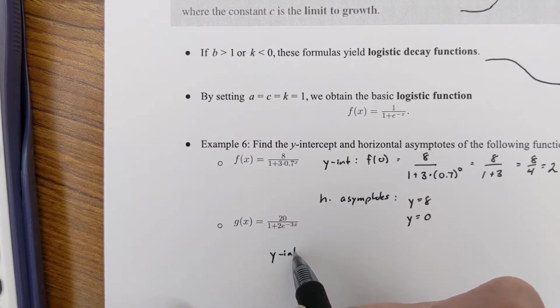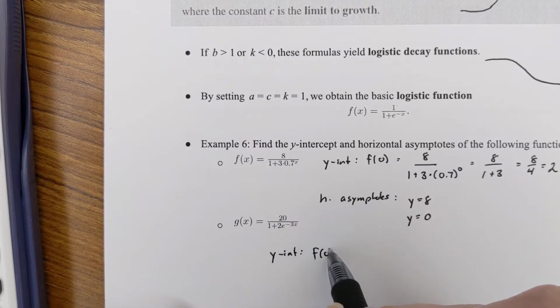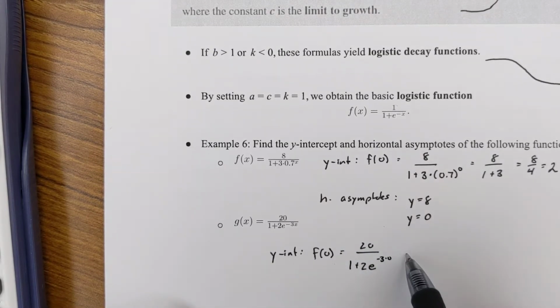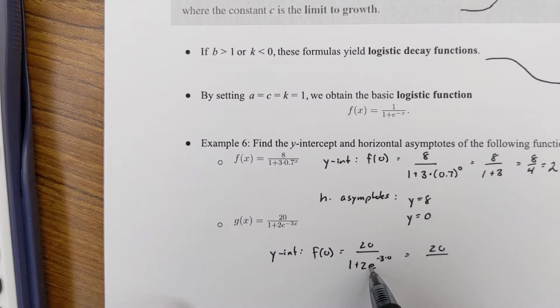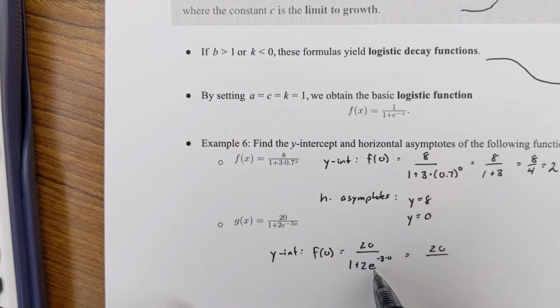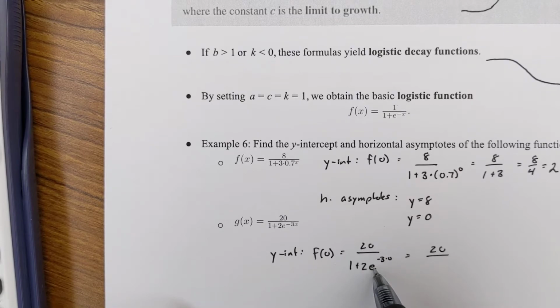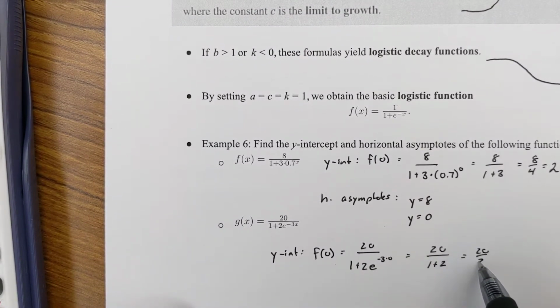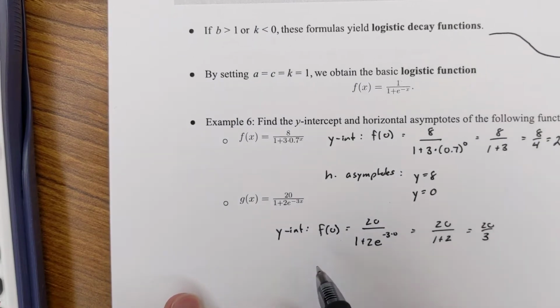So to find the y-intercept, we're finding f of 0. So that's 20 over 1 plus 2e to the negative 3 times 0. So this becomes e to the 0th. e to the 0th is 1. 2 times 1 is 2. So this is just this. So 20/3, which doesn't reduce.